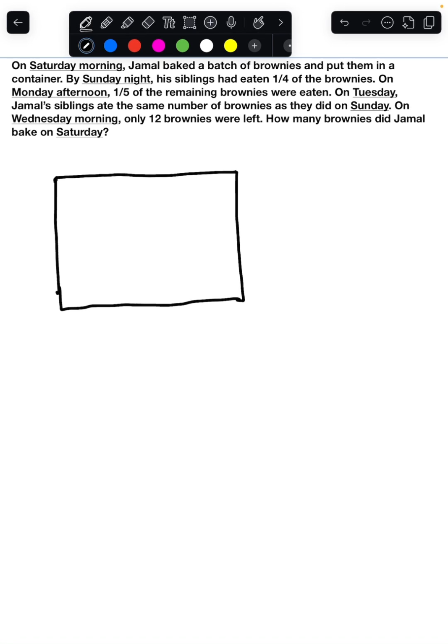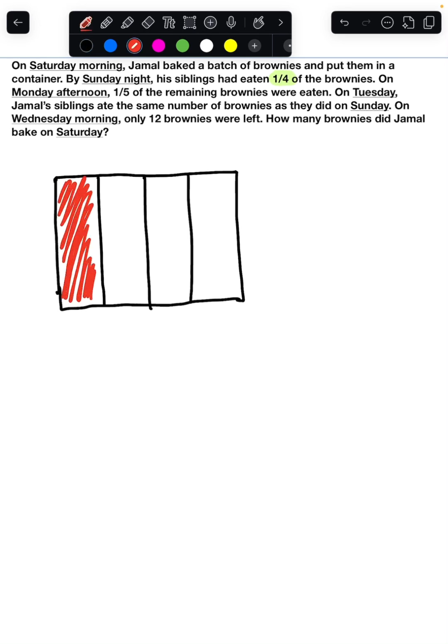Let's start. The first fraction given to us is Sunday night. 1/4 of the brownies were eaten. So, we are first going to split our brownie case into 4s. And this 1/4 was eaten. Done. Moving on, next in order.